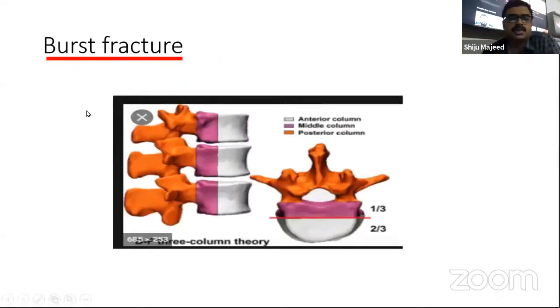Now, we should know what is a burst fracture. That is often asked for a short note.